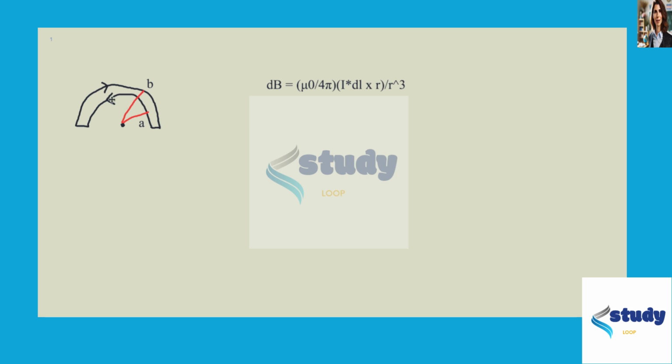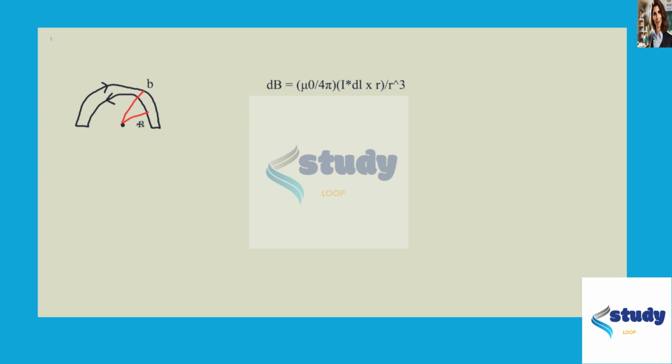semicircle. Now, the first thing to notice, well, let's take a look at the Biot-Savart law, which is what we're going to need to use to calculate this. And the essential component is this dl cross r. So dl is going to be along the length of this wire, and then r will be the vector pointing from the point to the point on the wire.